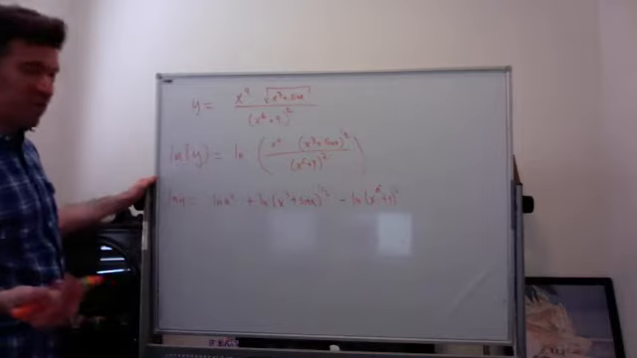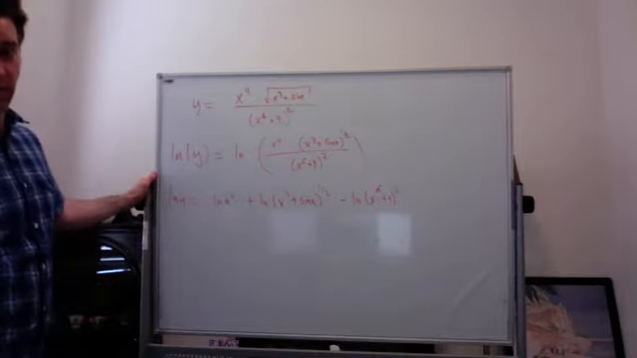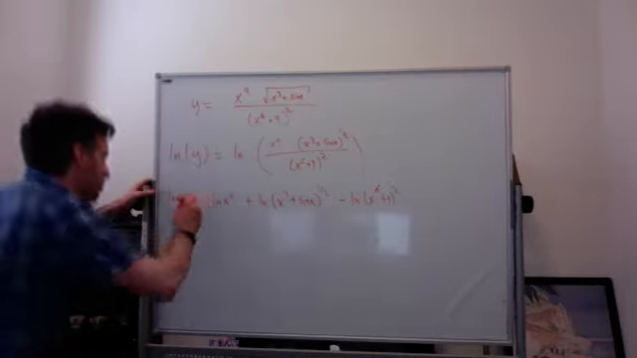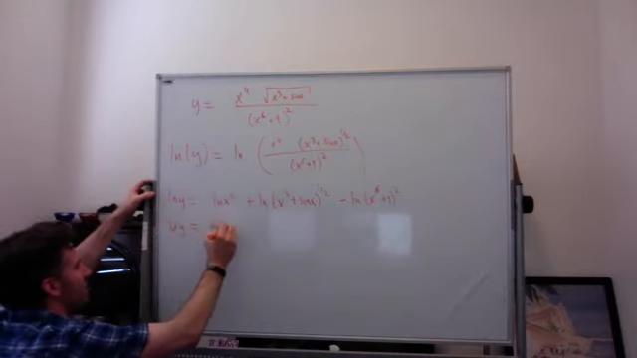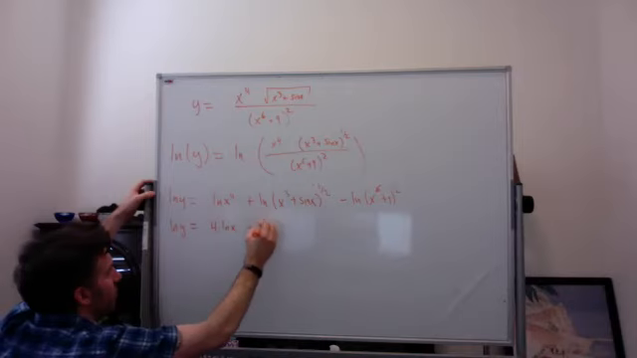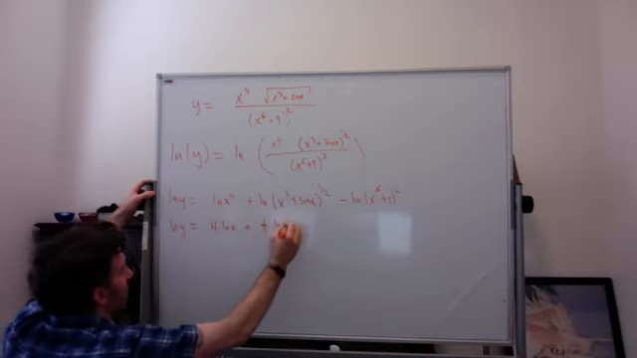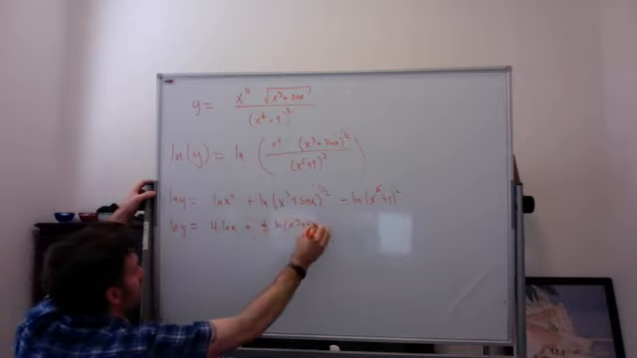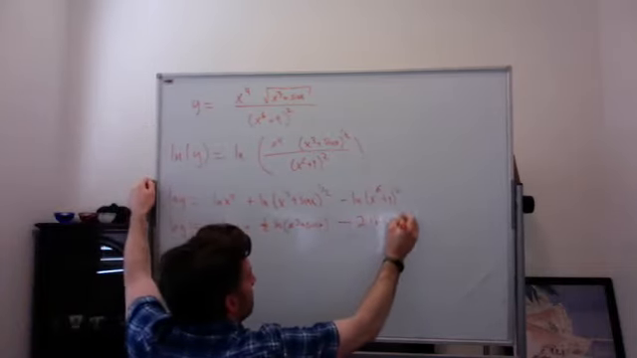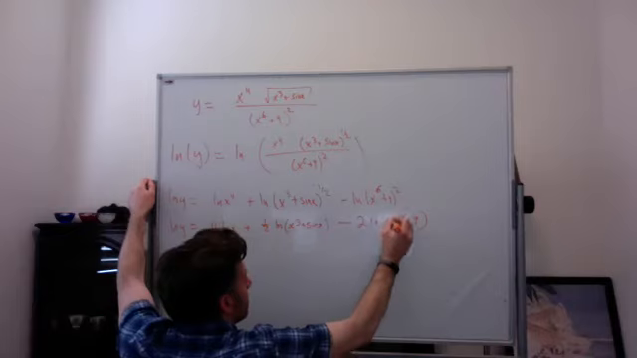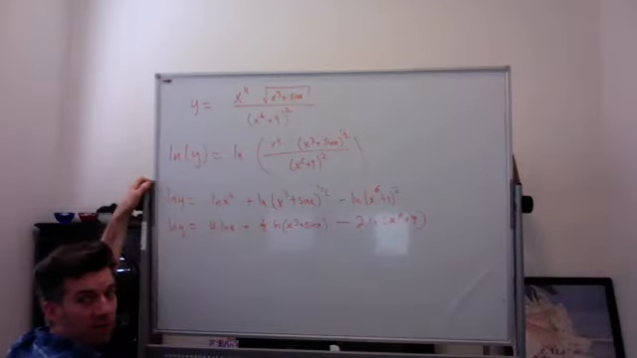And then you can differentiate right now, but I think it's better to bring down the powers. So I'm going to write this as the natural log of y equals 4 times the natural log of x plus 1/2 times the natural log of x cubed plus sine x, minus 2 times the natural log of x to the 6th plus 9. And then we differentiate both sides.